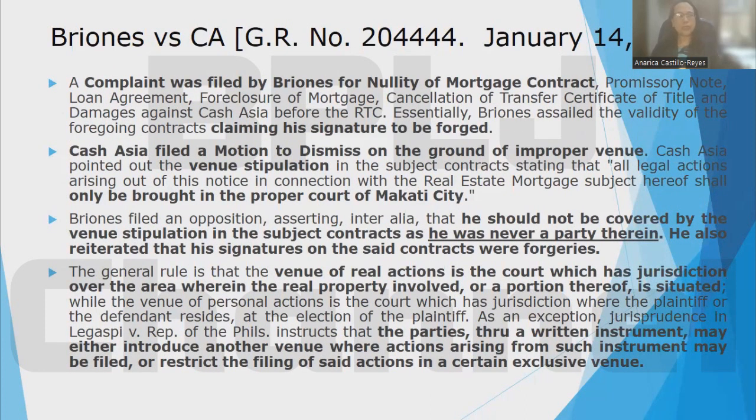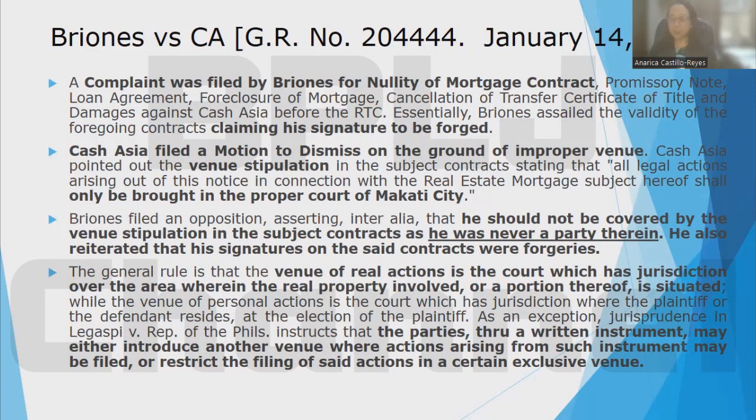We now go to the case of Briones versus Court of Appeals. There was a complaint filed by Briones for nullity of the mortgage contract, claiming that his signature was forged. Now, Cash Asia moved to dismiss on the ground of improper venue, on the ground that there was a stipulation in the contract that the exclusive venue for the case should be in the proper court of Makati City.